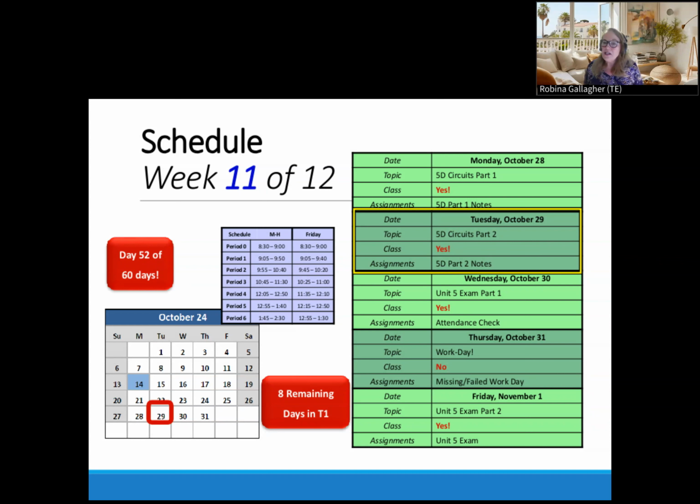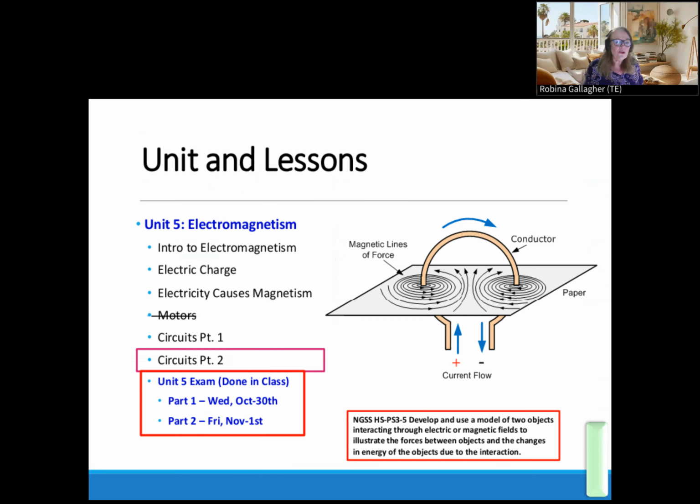Today is our last notes of the class and the last notes of Unit 5. We're going to be talking about circuits. We have eight days left in this trimester, which is kind of crazy.